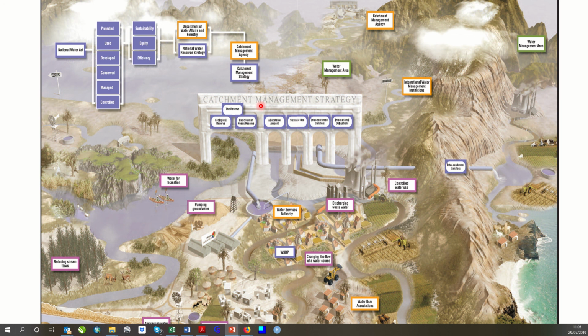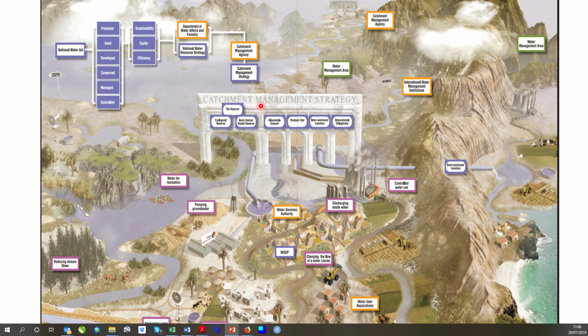Okay, this is what we want to achieve. We want to protect, use, develop, conserve, manage, control. We want to ensure sustainability, equity, and efficiency. The Department of Water and Sanitation is the custodian of water resources. It's their responsibility. They can then implement the Catchment Management Agency, the CMA. If we come up with a law that says water resources must be protected, it becomes the job of the Catchment Management Agency to do it. If there's no agency, who's responsible?